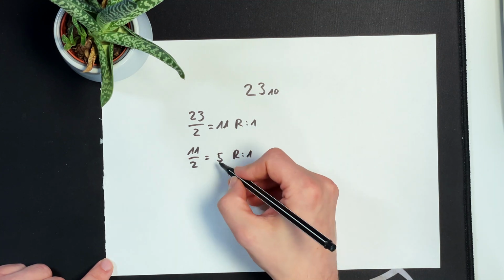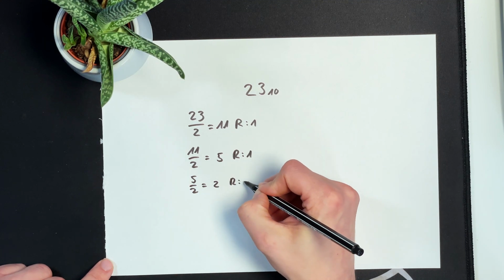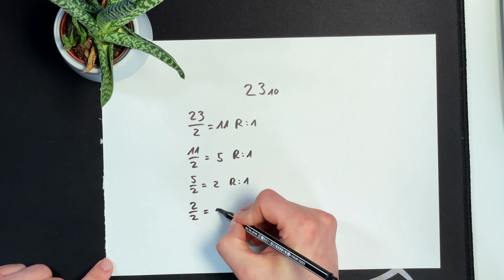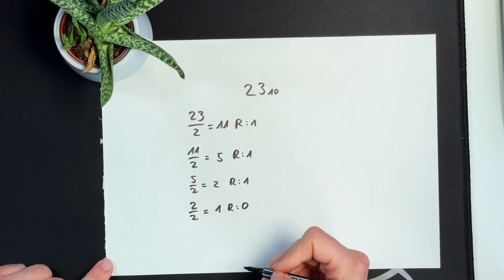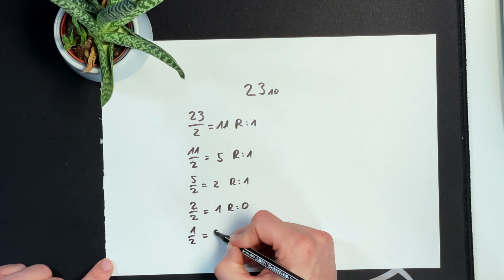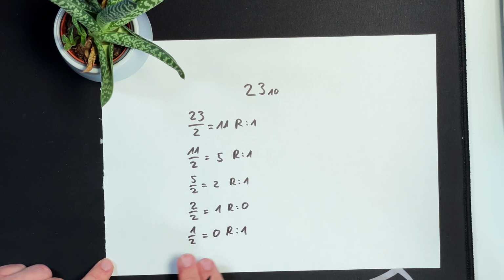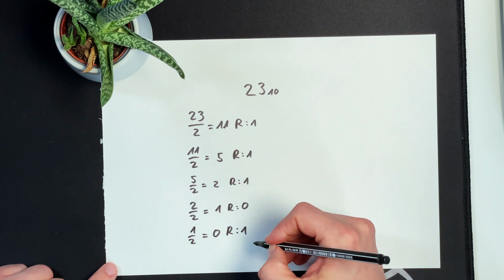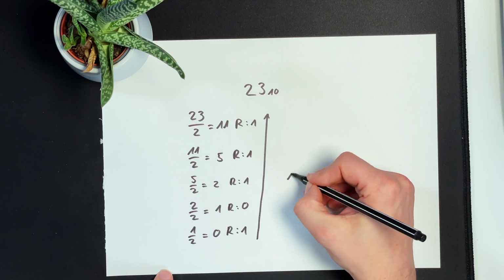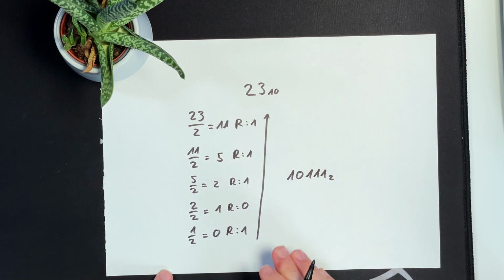Then we're going to divide 5 by 2, which will result in 2, again with a remainder of 1. Then we're going to divide 2 by 2, which is 1, and we don't have a remainder, so we have remainder 0. And then we're going to divide 1 by 2, which results in 0, with a remainder of 1. And when we have reached the result 0, we can stop our calculation. When we now go from bottom to top and write down all the remainders, we get 1, 0, 1, 1, 1. And this is the binary representation of 23.